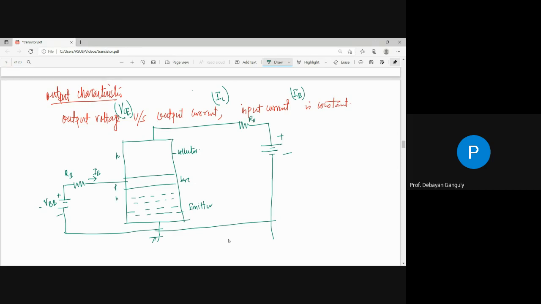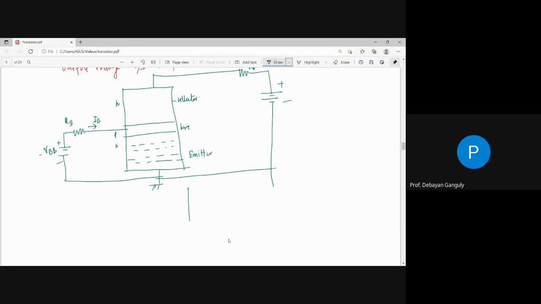Now you understood the first thing. Whatever the curve is, the curve is what we want to draw. This is between the output voltage VCE and output current IC, where the input current is constant, right? Now just remember, what does it mean, input current constant? That means you have to fix this voltage, right?